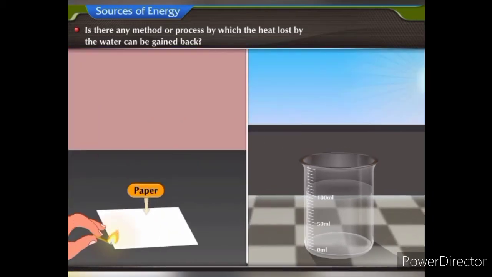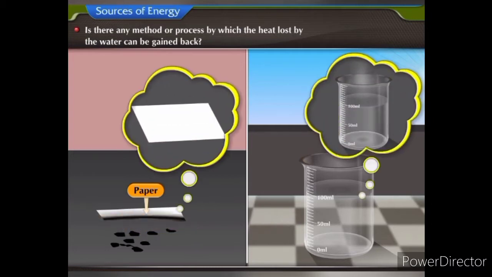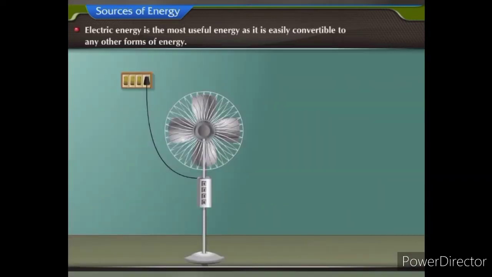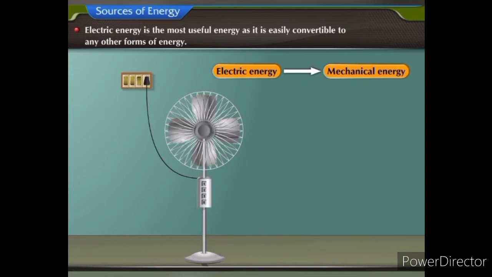Well, in both the examples, the energy gets converted from the usable form to the less usable form. Therefore, we can say that certain forms of energy are more useful than others. For example, electric energy is the most useful energy as it is easily convertible to any other forms of energy. Hence, any source of energy used to perform work is consumed and cannot be used again.